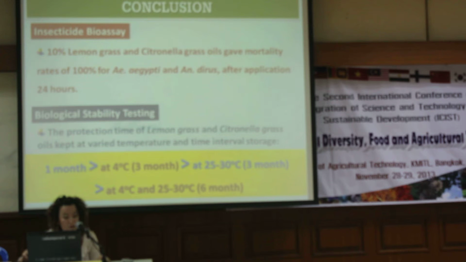Regarding the protection time for biological stability testing, the results of the protection time of lemongrass and citronella grass oil kept at varied temperature and time intervals: it can be concluded that 1 month gave the highest repellency for the longest lasting period, and there was a moderate repellency activity of both essential oils kept at 4 degrees Celsius for 3 months and at ambient temperature for 3 months here, and also a decrease in repellency when stored for 6 months at 4 degrees Celsius and at ambient temperature between 25 to 30 degrees Celsius.